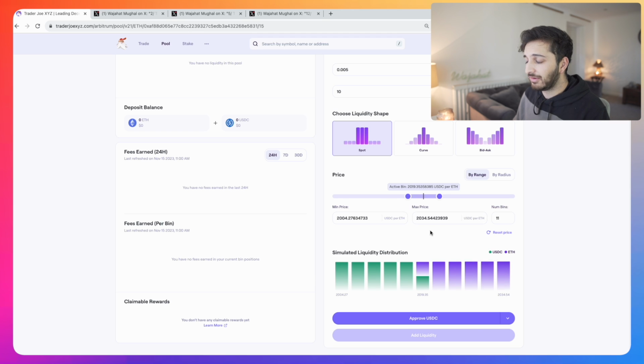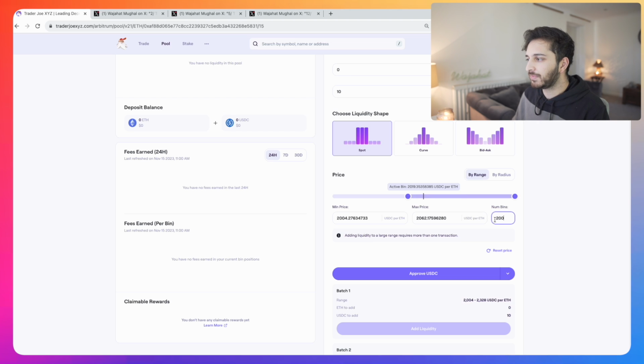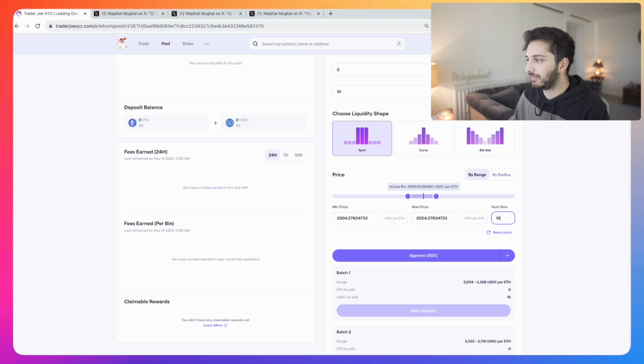What you can decide is how concentrated you want it. Now, the more concentrated, the more risky, because if the price changes a little bit, like you can see here, I've only got a $30 range. If the price of ETH moves more than that, my liquidity is out of range and I'm not earning fees anymore. So you have to monitor this more closely compared to if you were to pick, let's say, 200 bins. It won't even do it in one transaction because there are that many bins.